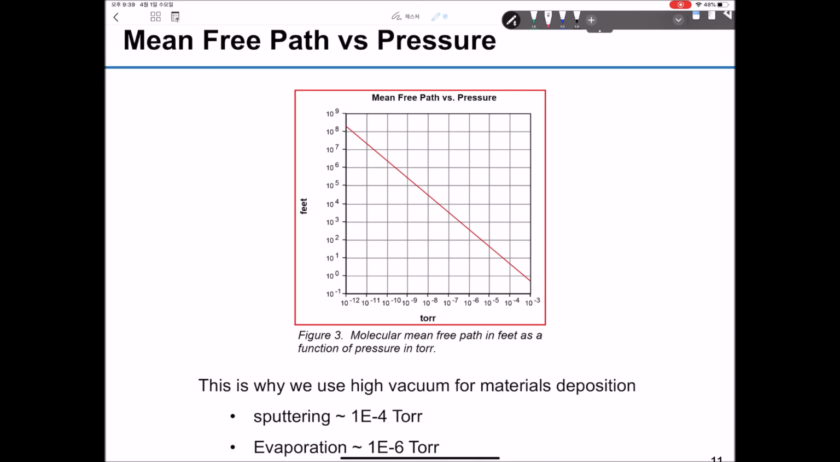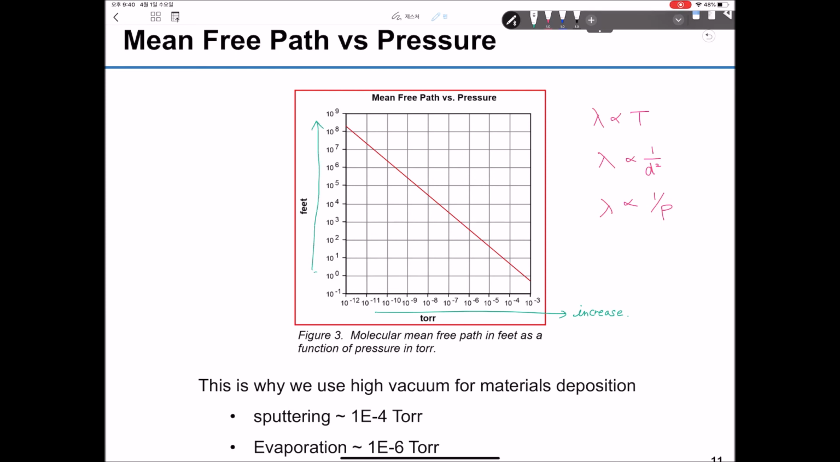So here is a relation between the mean free path and pressure. As we said, the mean free path is proportional to T. Mean free path is inversely proportional to d squared. And mean free path is inversely proportional to pressure. Okay, so this is a log plot, right? So if the pressure goes down, then the mean free path also increases.